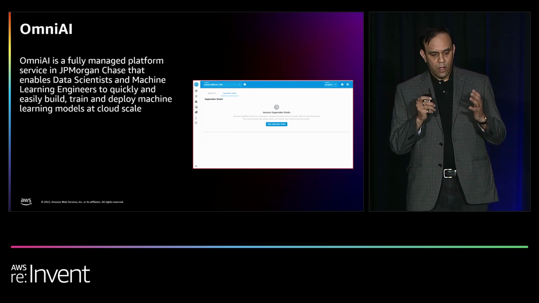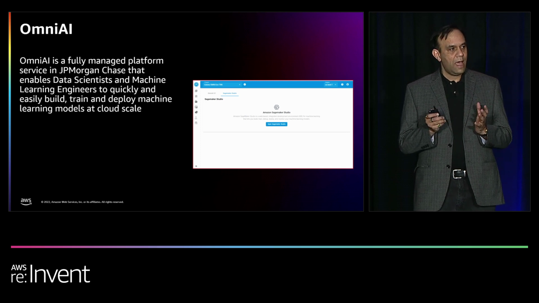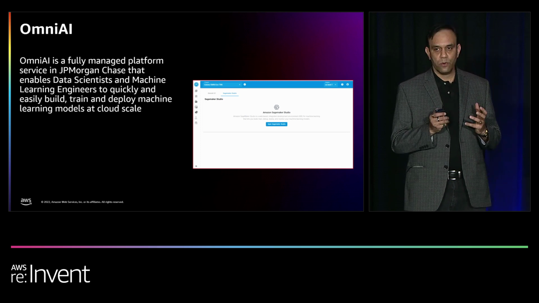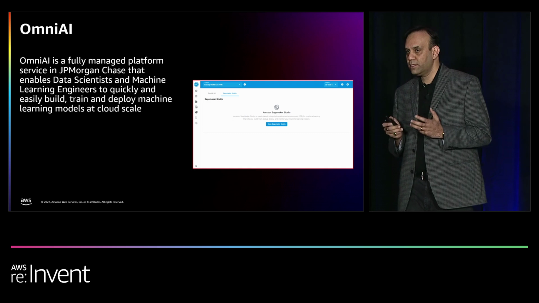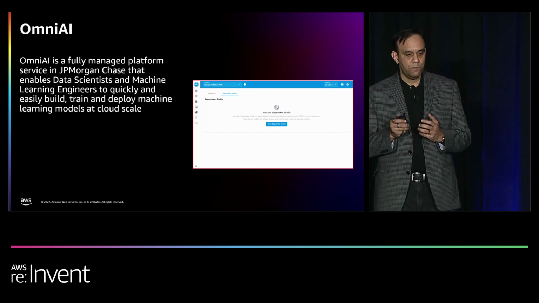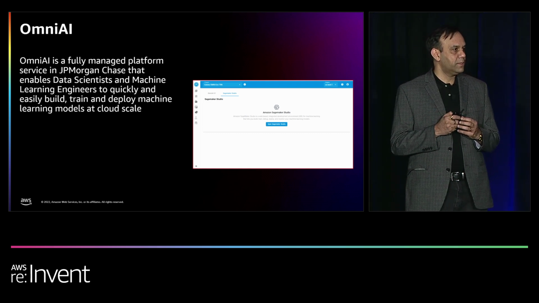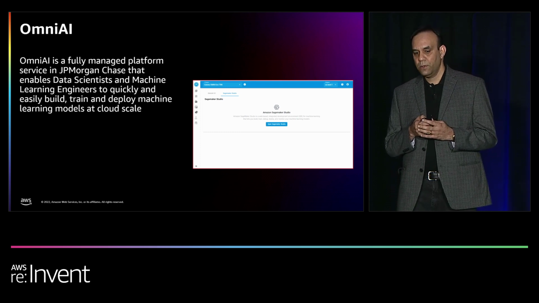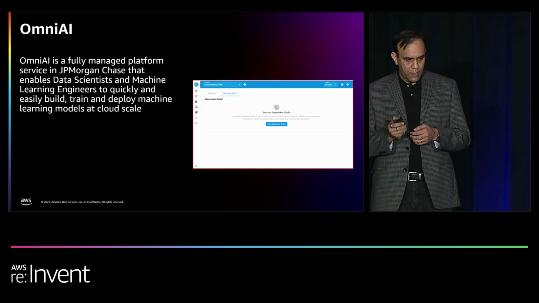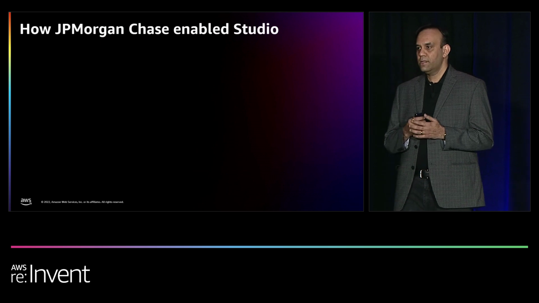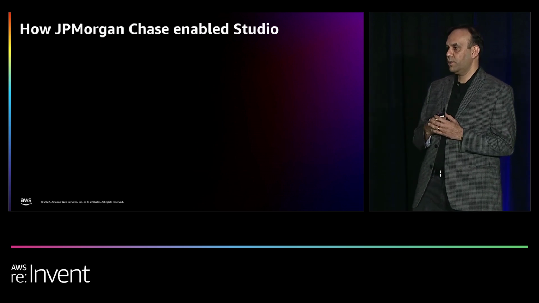Finally, at the top, you see an option for notebooks. So we have an option for a homegrown notebook service that is based on EC2. And this year, we also added an option for SageMaker Studio. Now, let me go into the details of how we enabled SageMaker Studio in JPMorgan Chase.